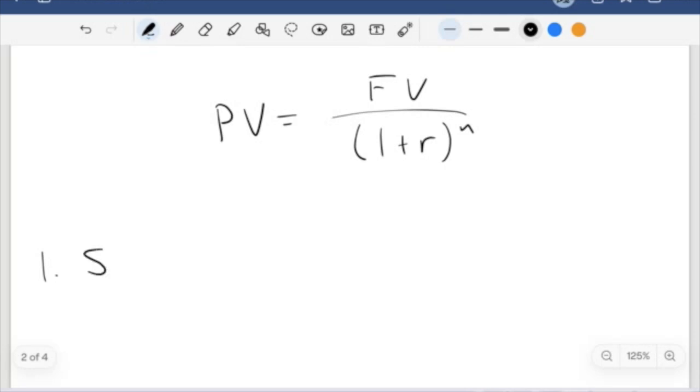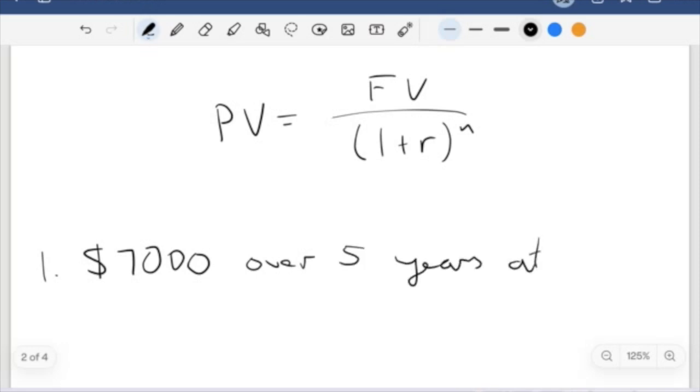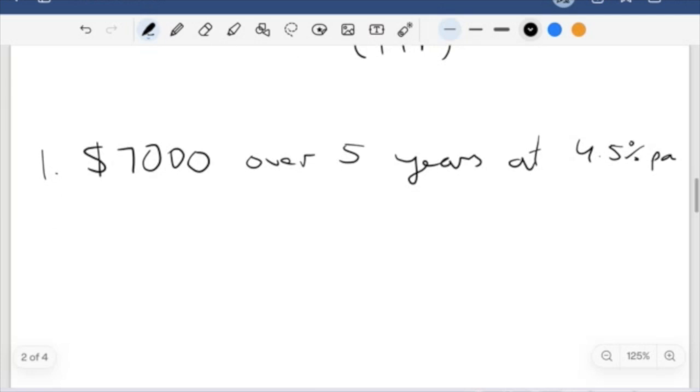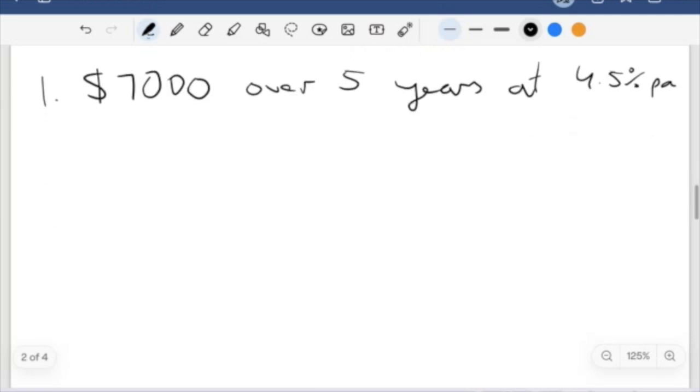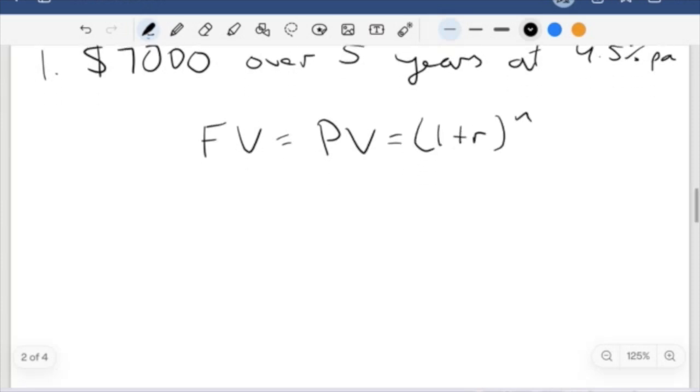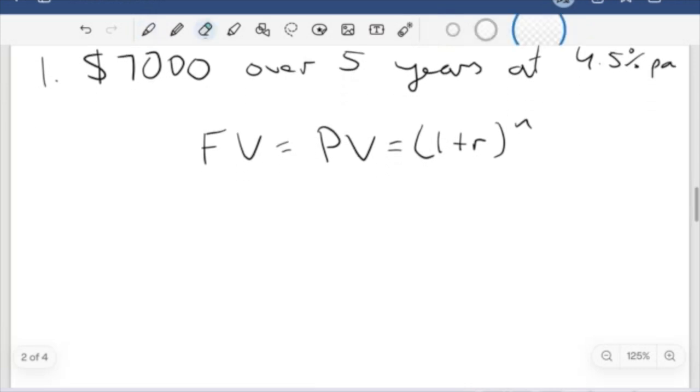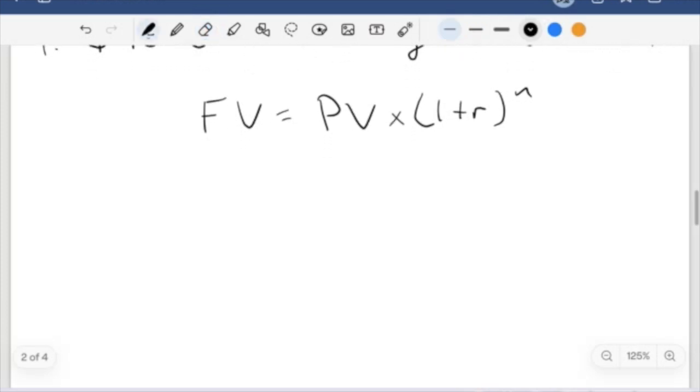So let's say someone invests $7,000 over 5 years at 4.5% per annum. So we're trying to find the future value here. We're going to first write out our future value formula. So this is what we are trying to find. We're given a present value, we're given a rate, and we're given a number of compounding periods. This is PV times 1 plus R to the power of N. We're trying to find the future value.